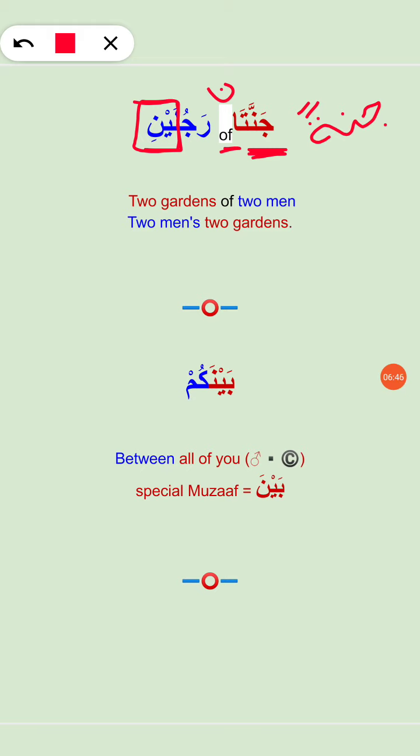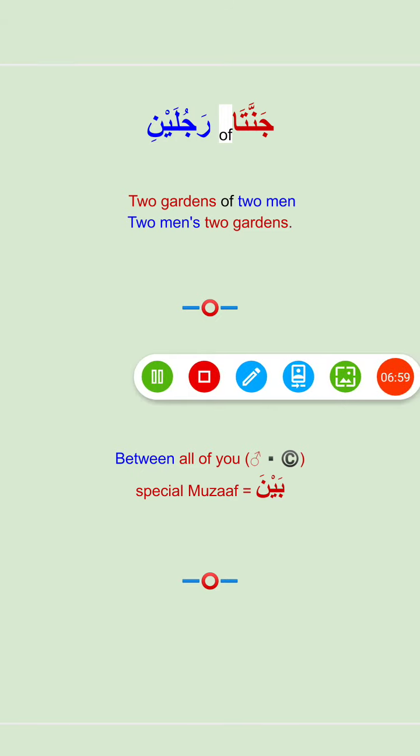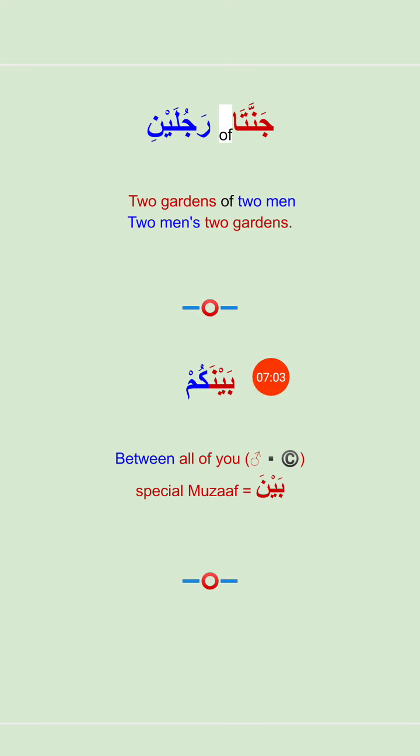All right, musanna. So now you see where your derivatives and all the seemingly dry topics that we studied in section A are coming into play. Okay, so rajulaini, two men. So how do we translate it? We say that two gardens of two men, or two men's two gardens.